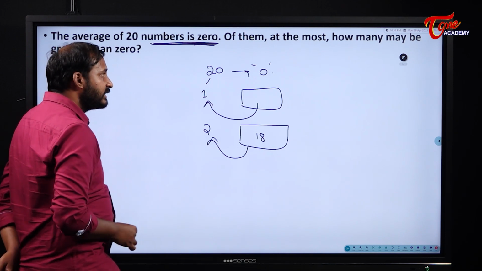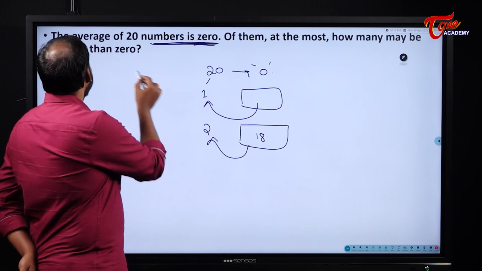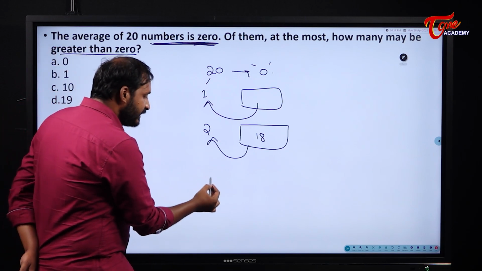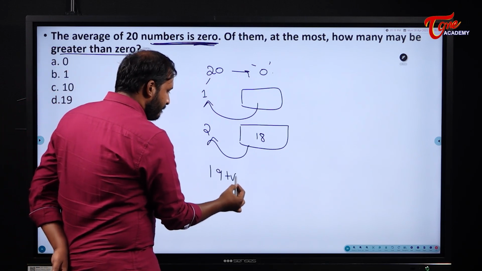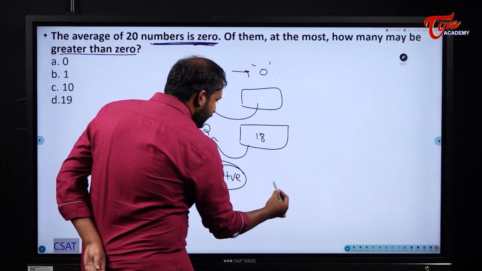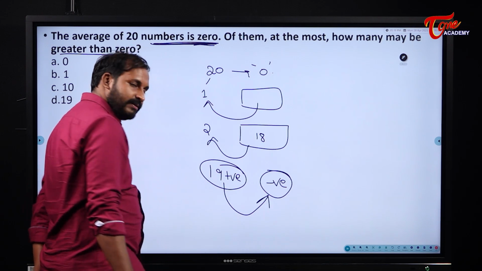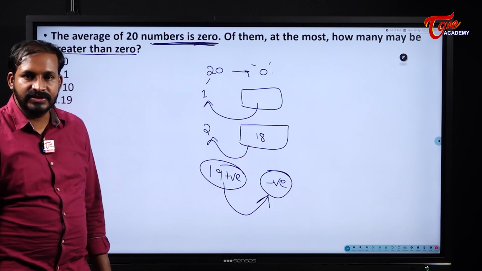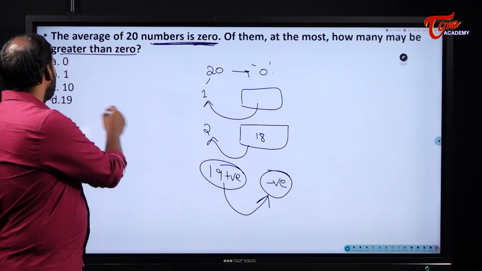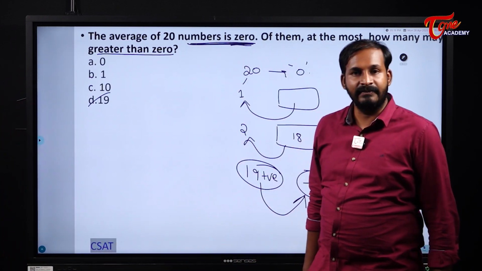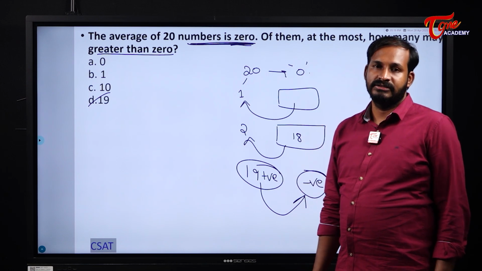Why only like this? In reverse order also, at max, how many will be greater than 0? Now I will take 19 positive numbers. I will take only one negative number whose value is equal to the sum of these 19 numbers. Then also the average will become 0. So that means how many can be more than 0? 19. So there will be 19 numbers which are more than 0.